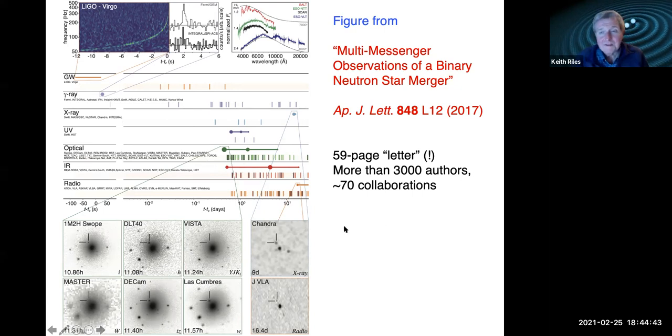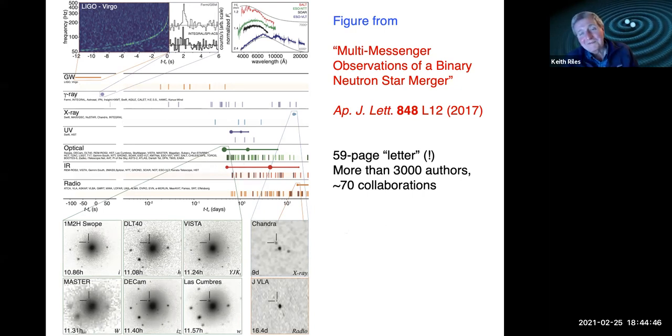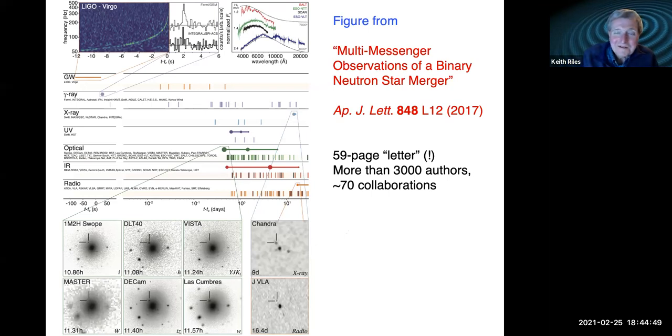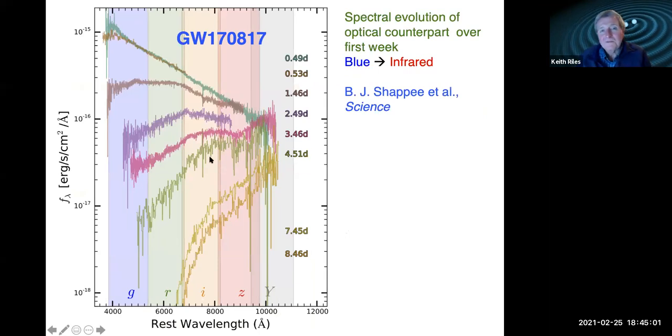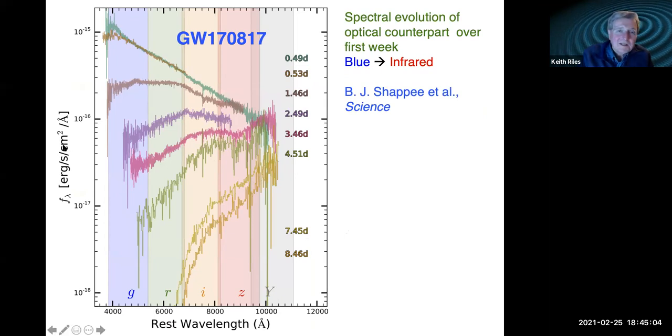And we put together a so-called letter that had 3,000 authors and 70 collaborations that summarize all these different results in what we call multi-messenger observations of a binary neutron star merger. One of the highlights of this whole campaign of observations was the observation that the spectrum seen optically changed dramatically, or at least I should say invisible light changed dramatically over the course of the first week. Initially, the spectrum peaked here at about 4,000 angstroms in the UV, but within a week, the peak had shifted way over into the infrared.